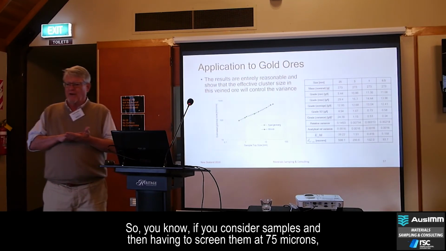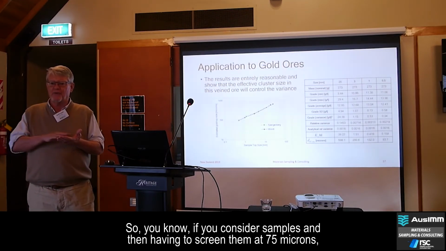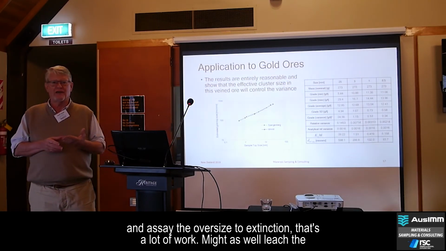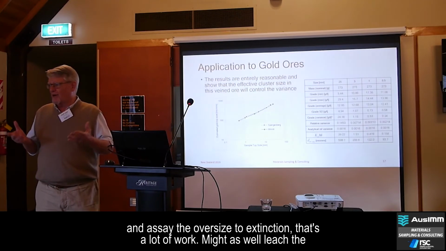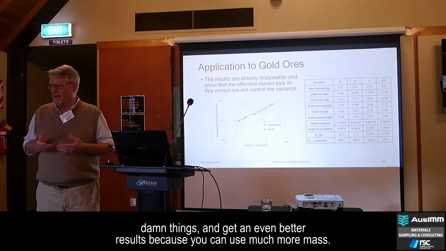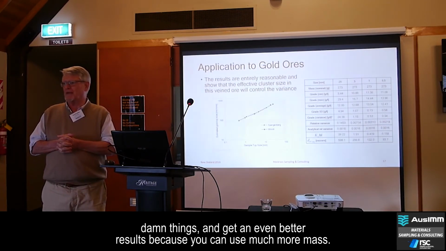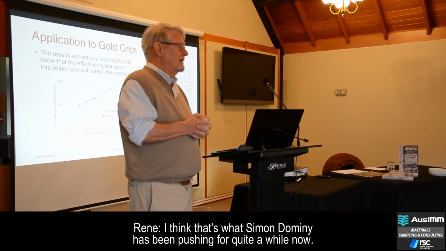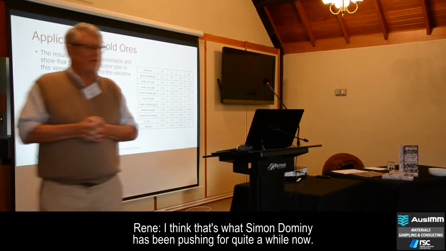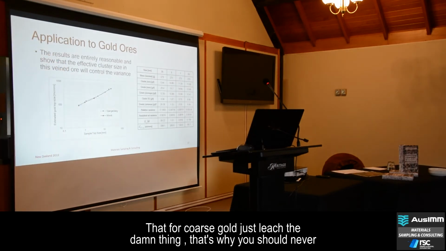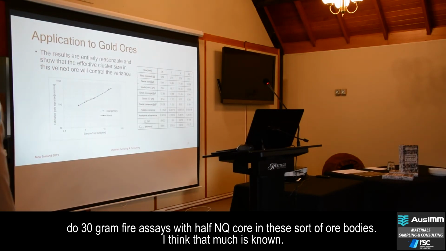So, you know, if you consider samples and then having to screen them at 75 microns and assay the oversize to extinction, that's a lot of work. Might as well leach the damn things and get an even better result because you can use much more mass. Well, I think that's what Simon Dominic's been pushing for quite a while now, that for coarse ores you just leach it. Yeah. And that's why you should never, you know, do 30-gram fire assays on half an NQ core in these sort of ore bodies. So I think that much is known.